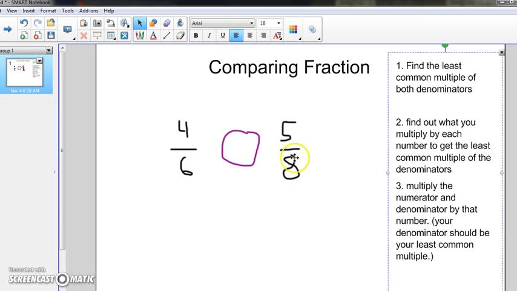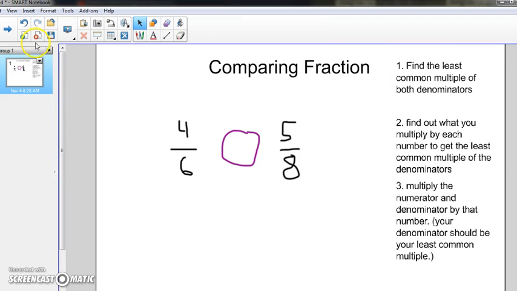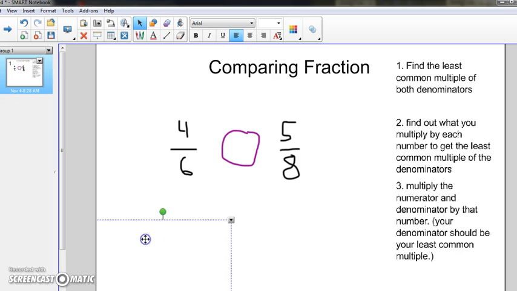Remember that a denominator is the lower number. The 8 is the denominator in 5/8. The 6 is the denominator in 4/6. So we're going to start off by looking at 4/6 and 5/8. So I have to identify my denominators, 6 and 8, and I need to find common multiples of 6 and 8.